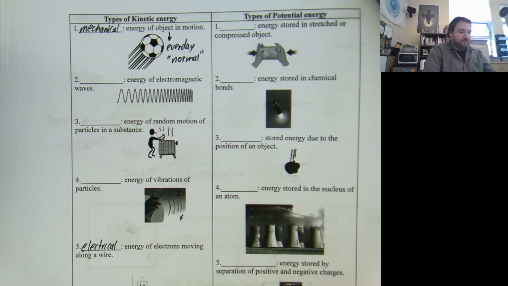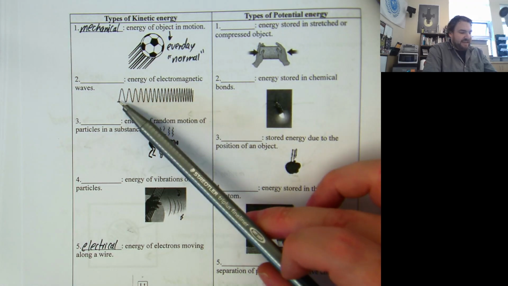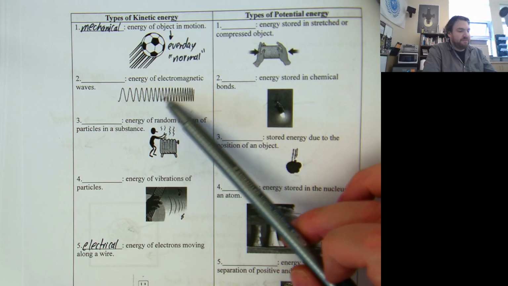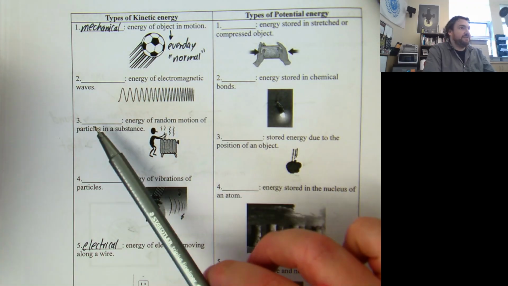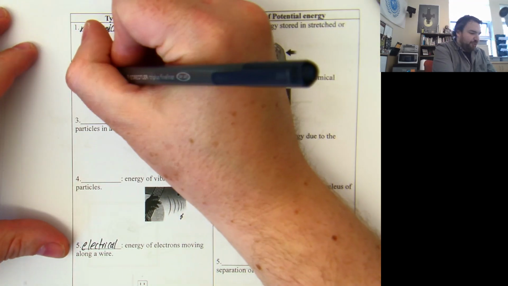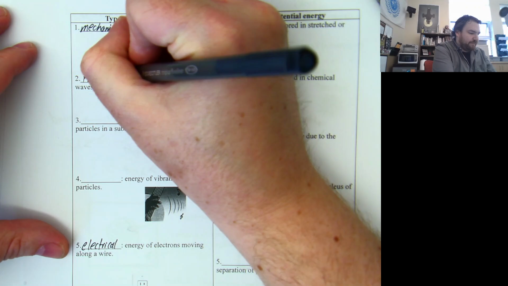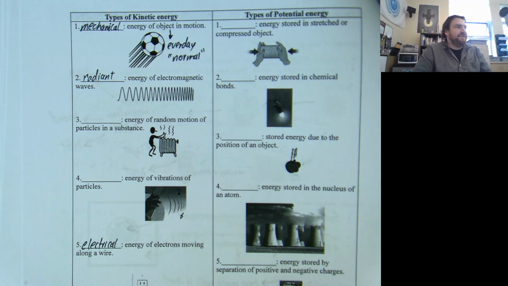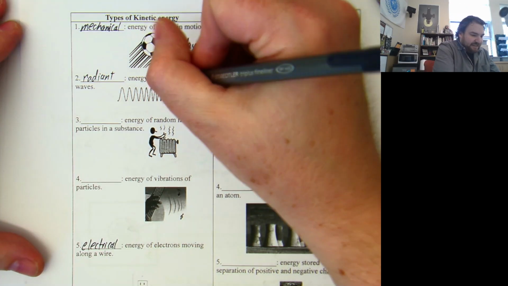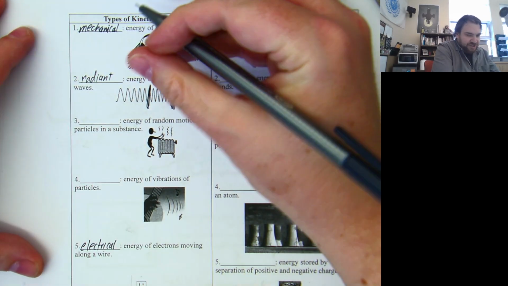Going back up here, we'll jump to the next one. This is waves, specifically electromagnetic waves. So we call this radiant energy because electromagnetic waves radiate. The most common electromagnetic radiation or radiant energy that you're familiar with is probably just visible light. That's on the electromagnetic spectrum. Let's say it's this middle part right here. This is your visible light.